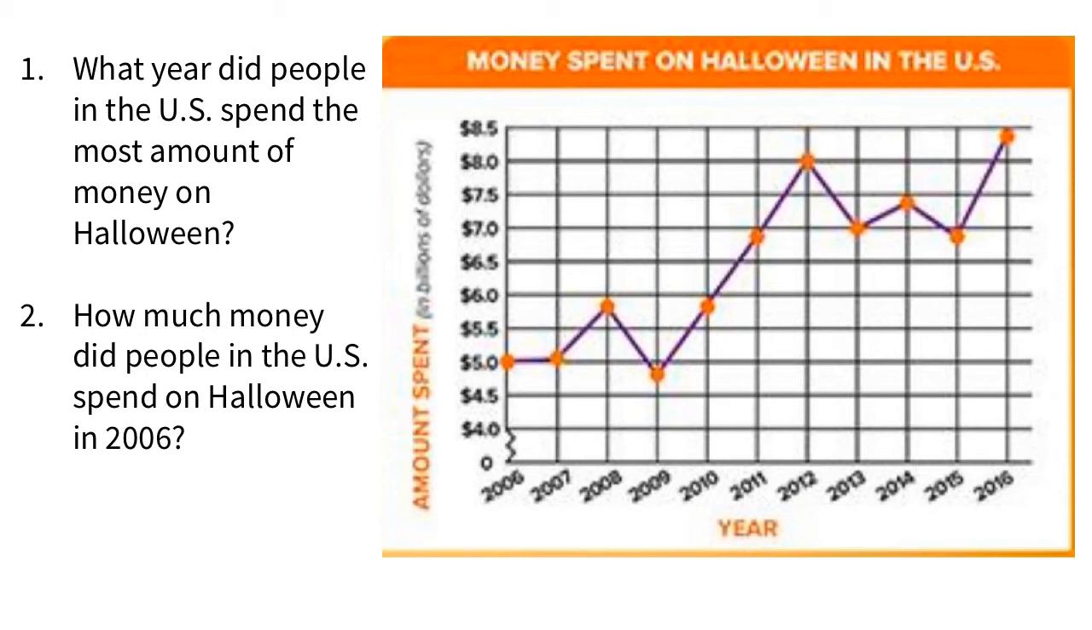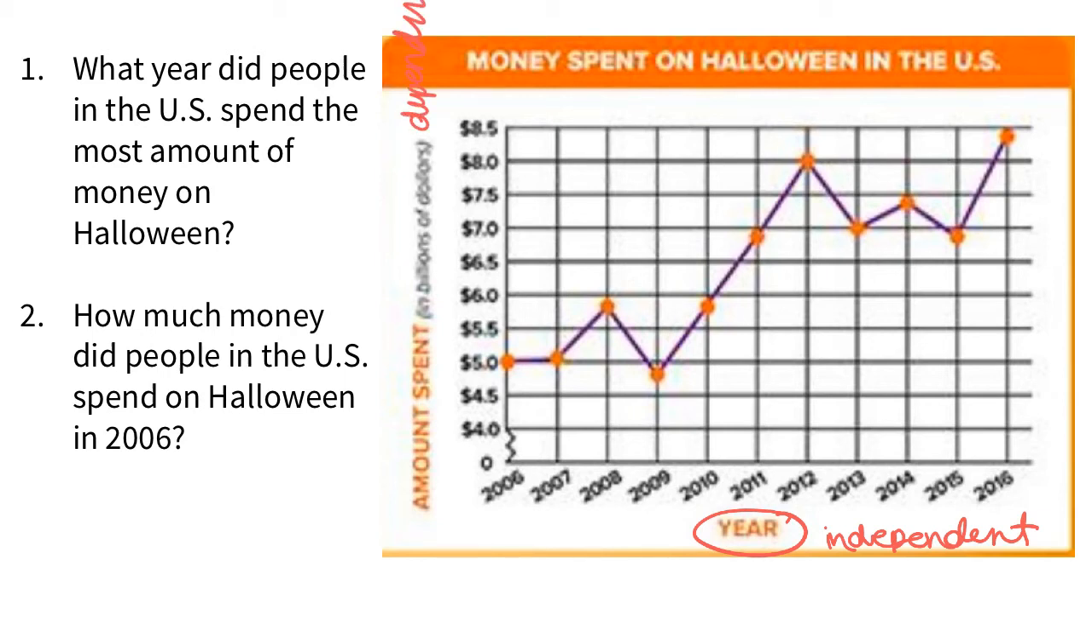In this example, we're looking at the amount of money that was spent on Halloween in the United States. We can see on the x-axis, we have our year. Remember, this is the independent variable. We can see on our y-axis, we have the amount of money spent in billions of dollars. And so we know that this is our dependent variable.